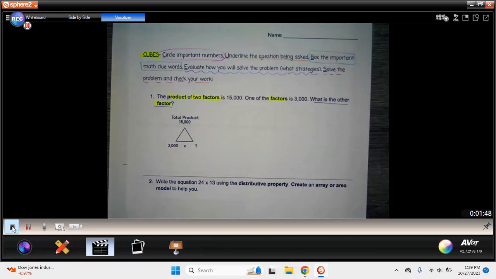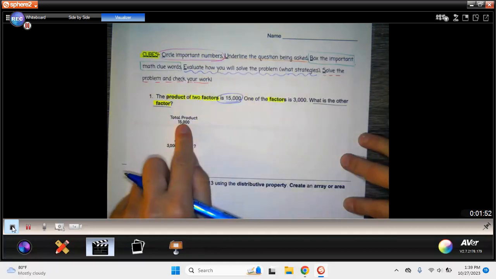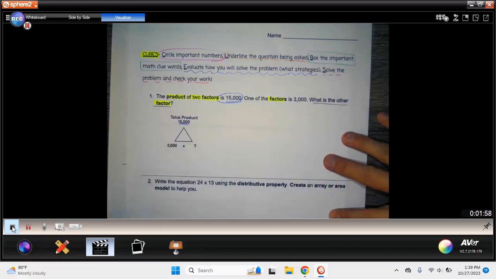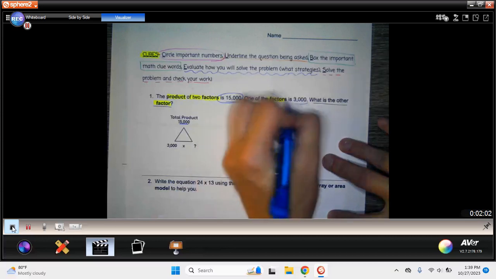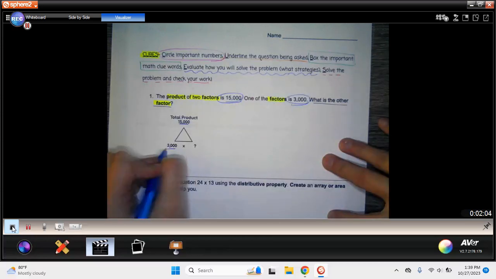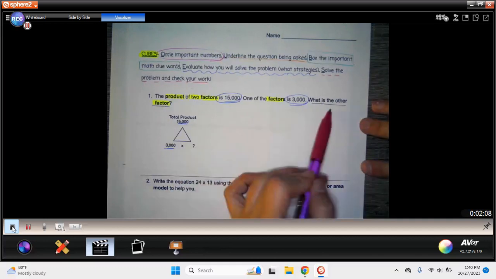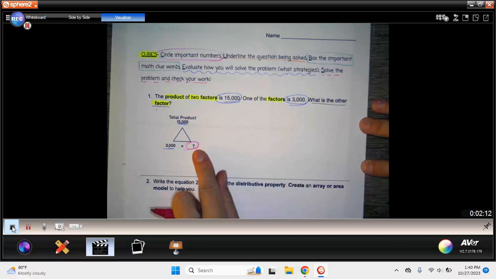So the product is 15,000. If I'm looking right here, it's showing me that the product is 15,000 right up here. It says that one of the factors is 3,000. So one of those factors, we see it right here, is 3,000. What we're trying to find out is, what is the other factor? That's what we don't know, right there.